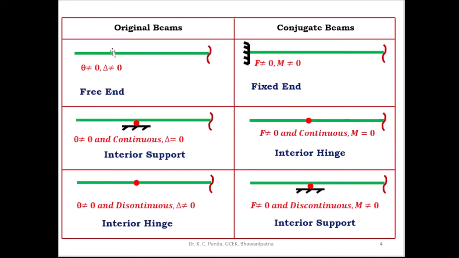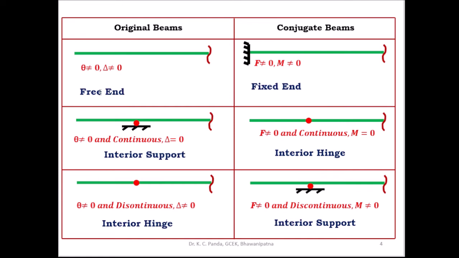So here in original beam, if the end is free end, you have to take in the conjugate beam a fixed end. If in original beam there is an interior support, then in conjugate beam you have to replace it by an internal hinge. And in the original beam, if there is an interior hinge, then in the conjugate beam you have to replace it by an interior support.